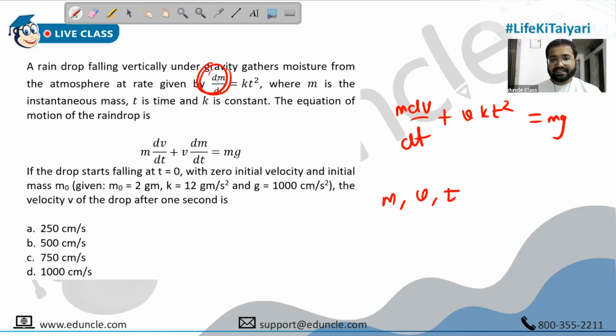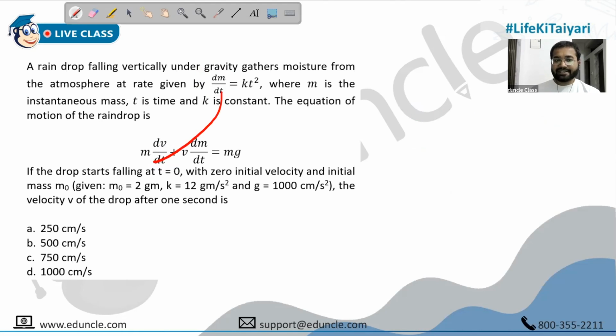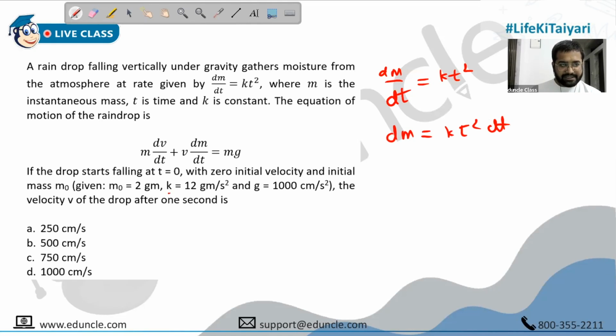Mass is continuously changing, people. Velocity is continuously changing, and time is also changing. So first we have to find the mass-time relationship, and then we can substitute mass here. So dm by dt is kt square, then we have got dm is kt square dt. K is given to us as 12. Everything is in CGS, take care. So dm is 12 t square dt.